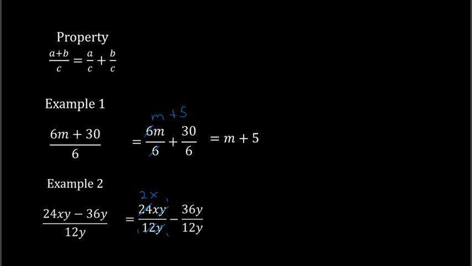The second fraction, I have 36 divided by 12, which would give me 3 over 1. And then the y's would cancel. So what I have left is 2x minus 3. So this property is useful for simplifying fractions and for dividing.